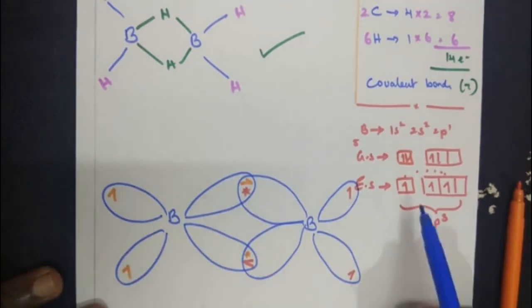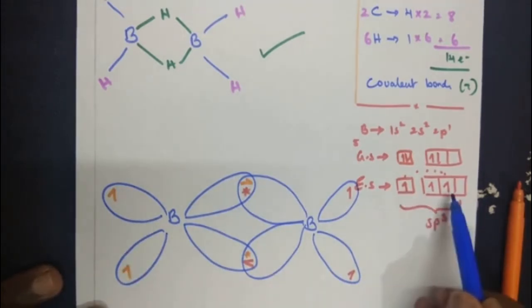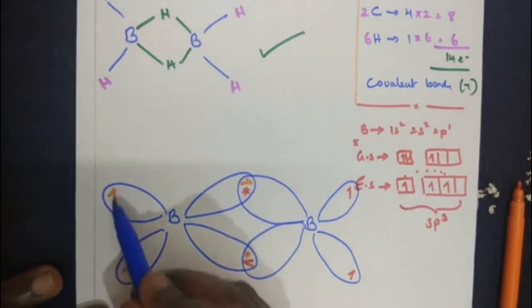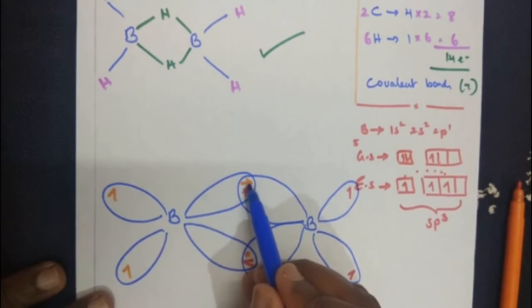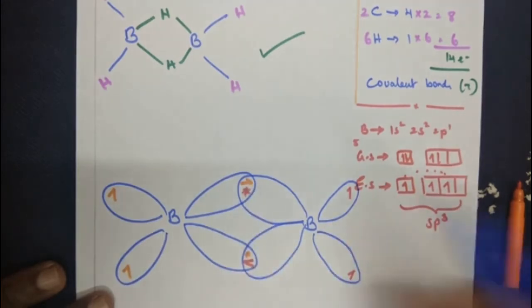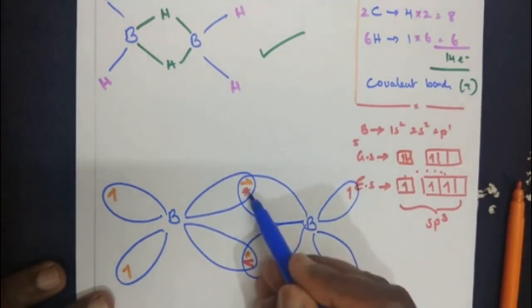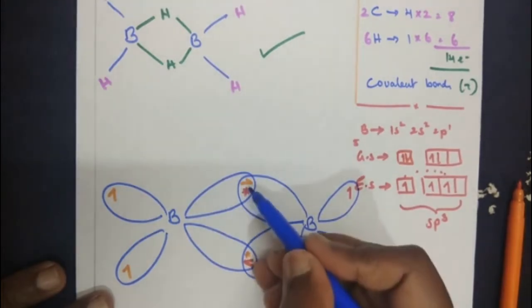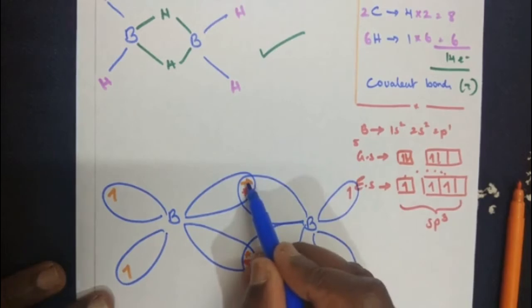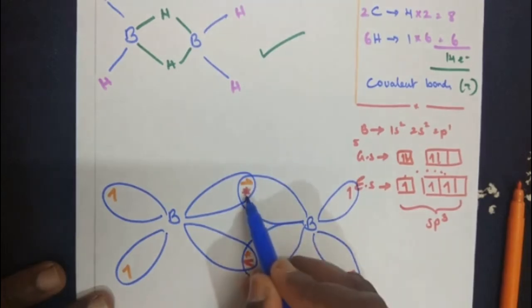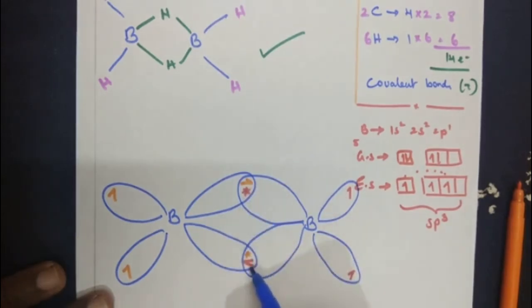I have just filled in the electrons of boron. 3 half-filled orbitals are there: 2 at the terminal and 1 above the plane. Similarly for the other boron, 3 half-filled orbitals and 1 empty above the plane. So above the plane you have 1 electron of boron and 1 empty orbital. Below the plane you have 1 half-filled orbital of boron and 1 empty orbital.